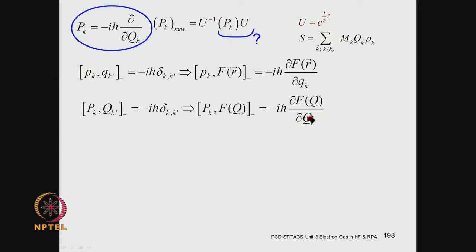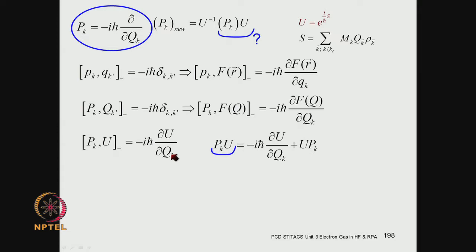and this tells us how to get this, because the commutator of P and U will now be minus i h cross del U by del Qk. Okay. What does it mean? That PkU will be this right hand side plus UPk, right.